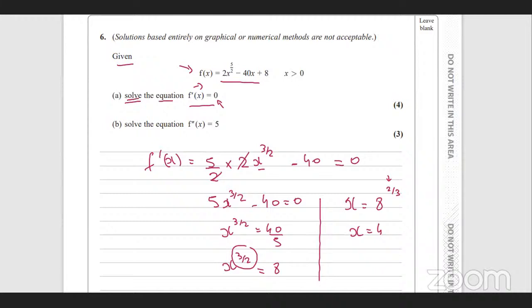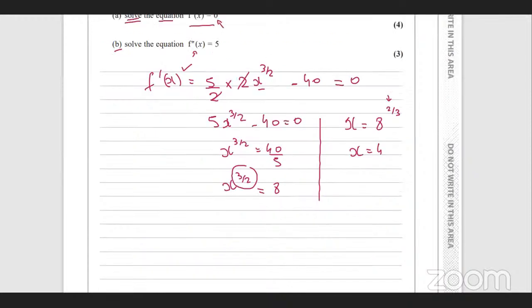Step 1 is to make the equation and then you have to solve it. So solving is easy. We just have to make x the subject and find its value. Making was a bit tricky. First, you have to differentiate and equate the derivative or the differential equals 0. Okay, and the second part is solve the equation f double derivative x equals 5.